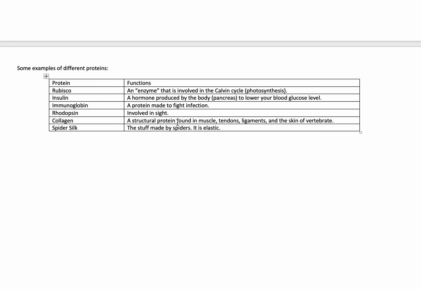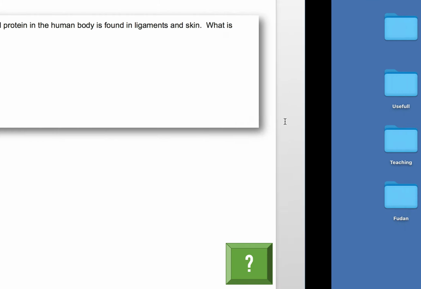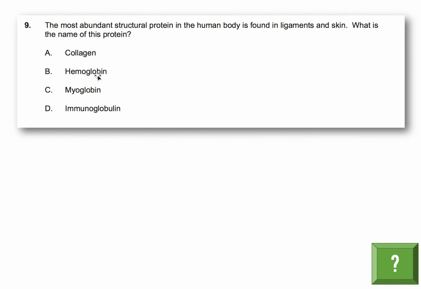Collagen here is a structural protein found in basically everything that reinforces strength, okay? It is not B because hemoglobin is a molecule inside your red blood cells that carries oxygen, okay? It's not C because this is a molecule that carries oxygen as well, just like hemoglobin. But it is specifically located in your muscles rather than your blood.